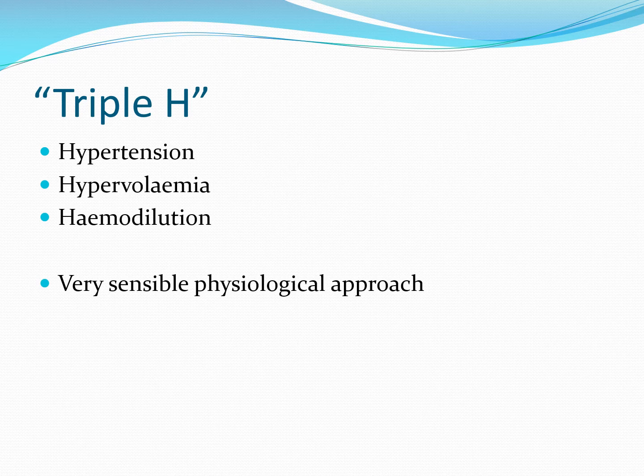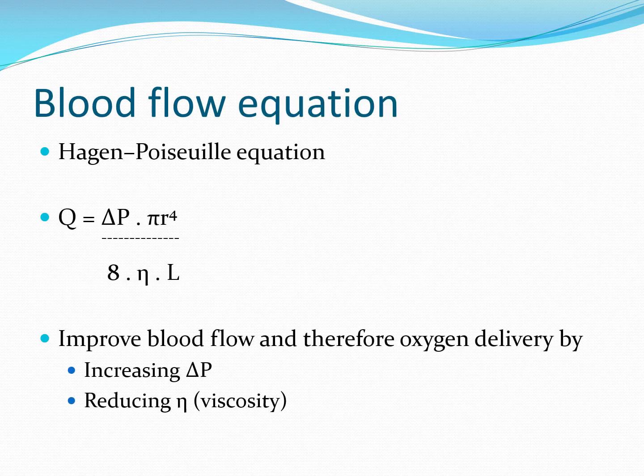Triple H therapy then refers to the combination of hypertension, hypervolemia, and hemodilution, and physiologically this is a very sensible approach. If we look at the Hagen-Poiseuille equation for blood flow, we can improve blood flow and therefore oxygen delivery by increasing the pressure, delta P, or by reducing the viscosity of the blood, hemodilution and hypervolemia.